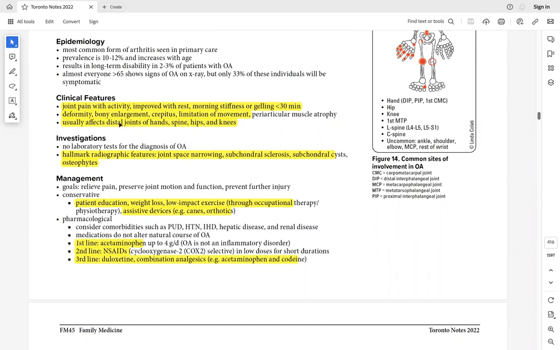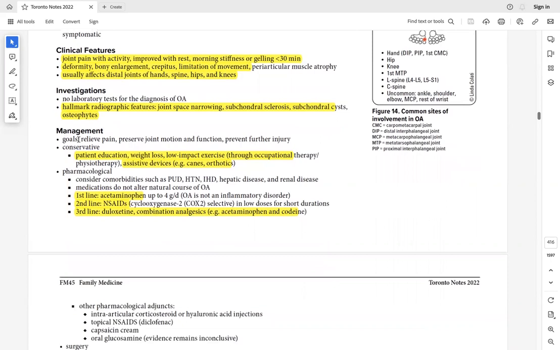Then deformity, bony enlargement, crepitus, limitation of movements, and periarticular muscular atrophy, usually affecting the distal joints of the hand, spine, hip, and knees. The bony enlargement, crepitations, and limitation of movement will be present on examination. If we do the X-ray, we will find joint space narrowing, subchondral sclerosis, subchondral cysts, and osteophytes. Other findings like Heberden nodes, Bouchard nodes, and squaring of the thumb occur in very late osteoarthritis, not in the initial stages.